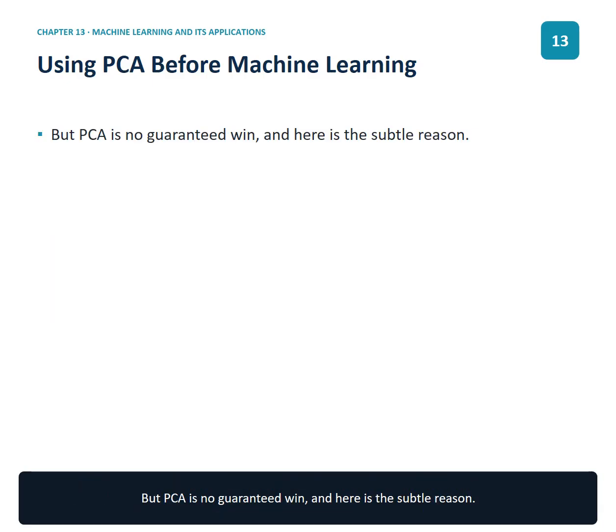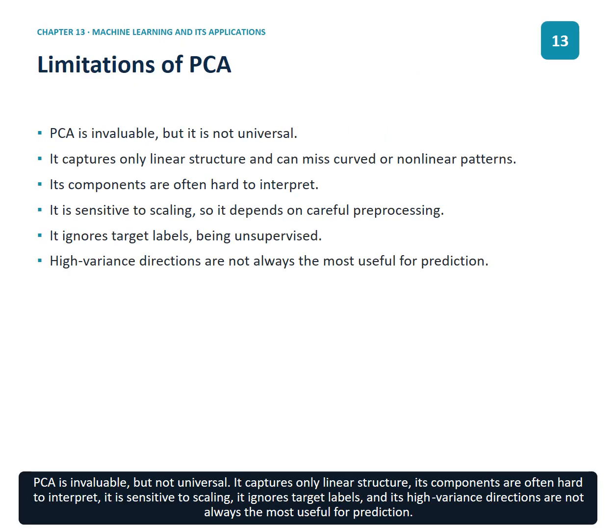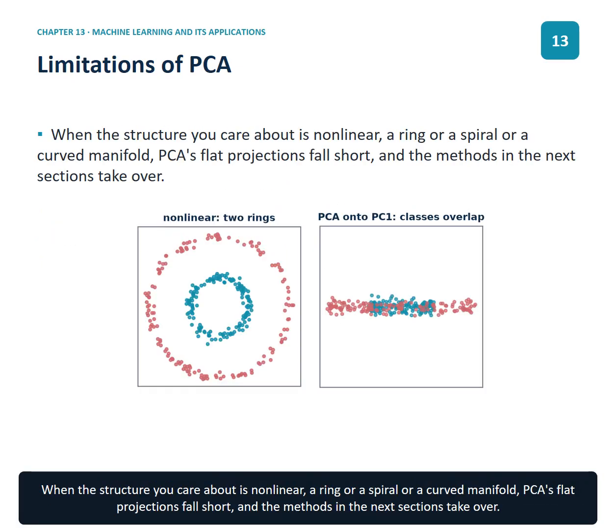But PCA is no guaranteed win, and here is the subtle reason. PCA is invaluable, but not universal. It captures only linear structure. Its components are often hard to interpret. It is sensitive to scaling. It ignores target labels, and its high variance directions are not always the most useful for prediction. When the structure you care about is nonlinear, a ring or a spiral or a curved manifold, PCA's flat projections fall short, and the methods in the next sections take over.